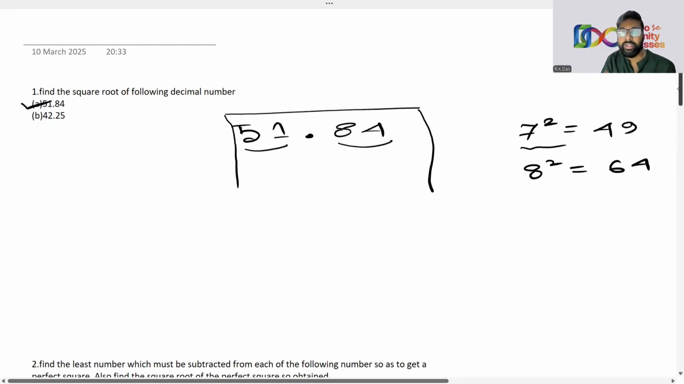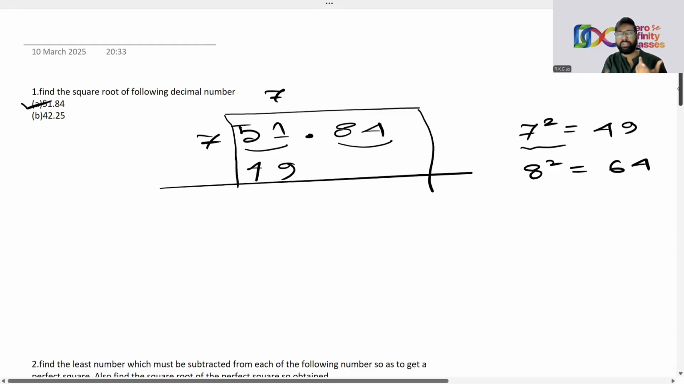So in that case, we have to take what? 7 square. That means 7 7s are 49. So here I am writing 7 7s are 49. Obviously, if you are subtracting 49 from 51, so 2 will be left. So 2. Then this decimal will come here, 2 point. Then I will be taking what? This pair, which is 84. 2.84. Fine.